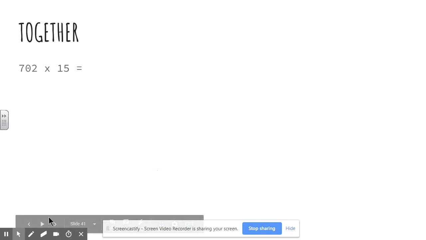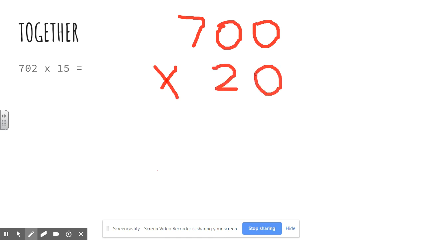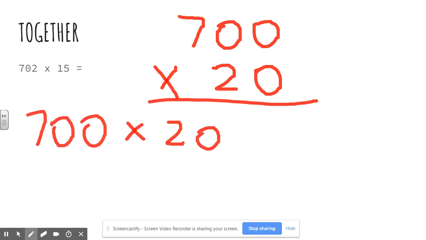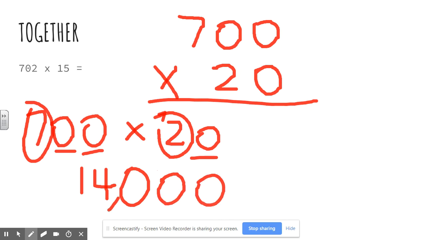Let's do this together. 702 times 15. Step 1, we round 702 to the nearest hundreds place, which is 700. We round the 15 to the nearest tens place, which is 20. And when we multiply, we don't do it the long way, we do it this way. So 700 times 20. We can look at the digits here. 7 times 2 is 14. And then we can tack on the 3 zeros. And we get 14,000.